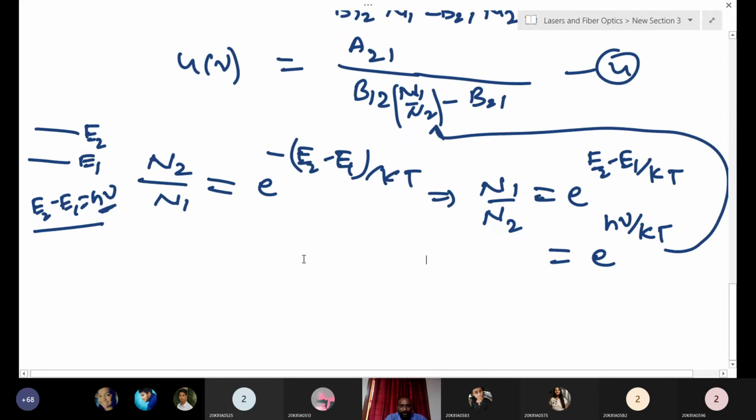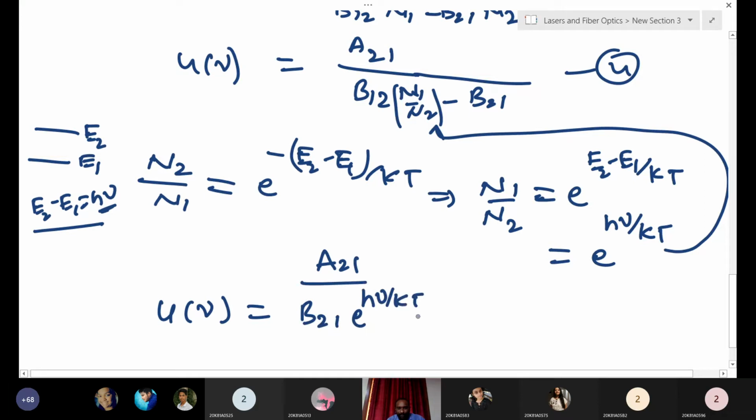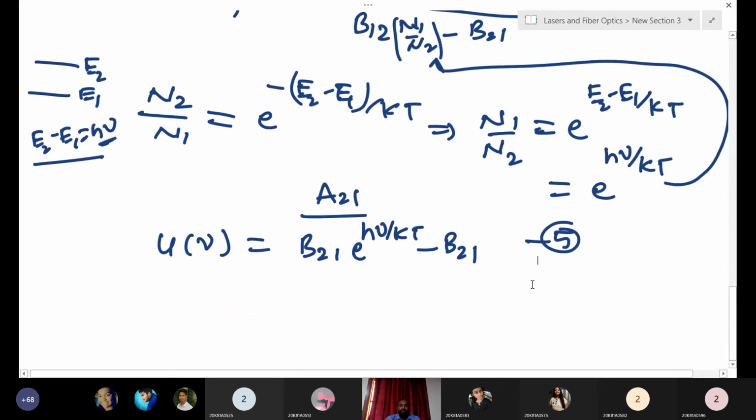After you substitute, u of nu is equal to A21 by B21, divided by e to the power of h nu by KT minus B21, right? So this is, let's call it equation 5. Up to now we have done this. Now what we have to do? The next step is very important. You should recall it.